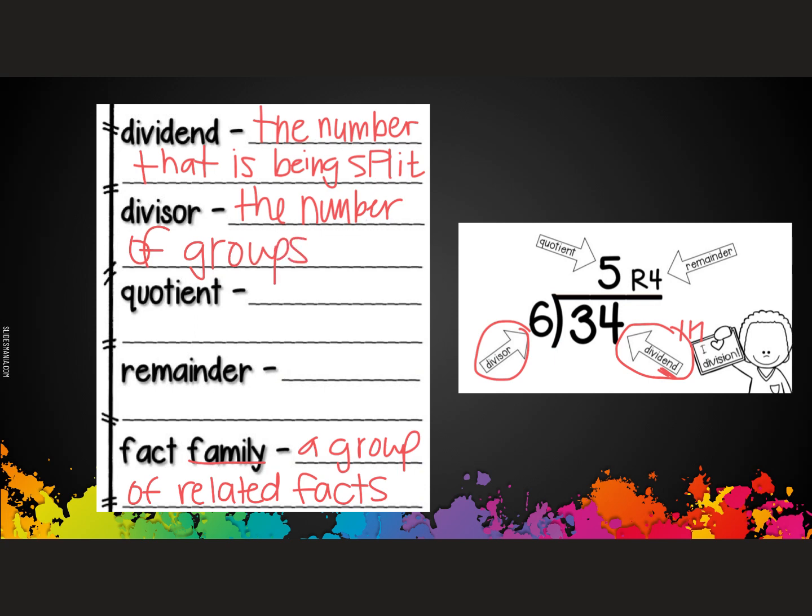All right, our next vocabulary word is the word quotient. And a quotient is the answer when we divide. We find the quotient up on top of our division work. So the quotient is the answer.